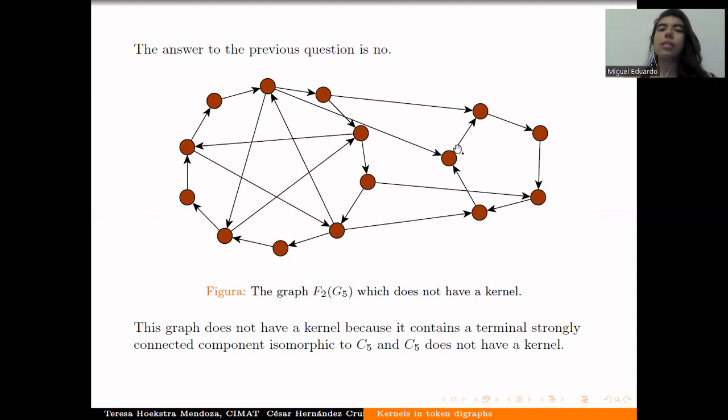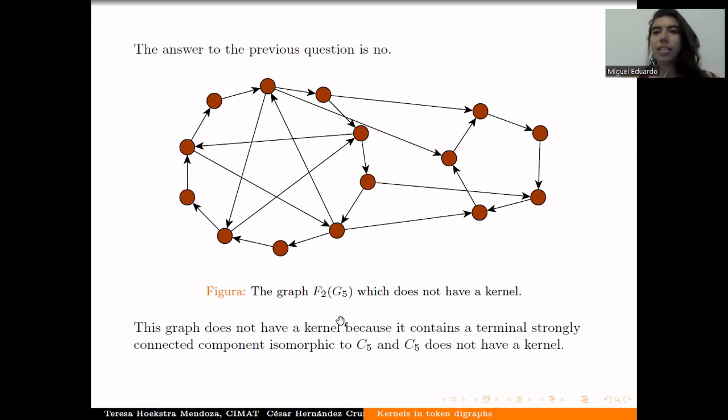Why? Because it has a strongly connected component which is terminal and does not have a kernel. This strongly connected component is isomorphic to the directed cycle on 5 vertices, which does not have a kernel, and there are no outward going arrows that go from here to the other part of the graph. This means that this cannot have a kernel.